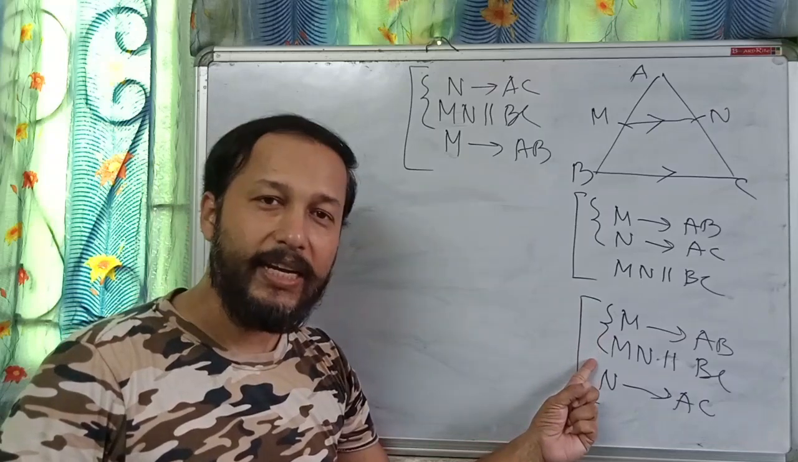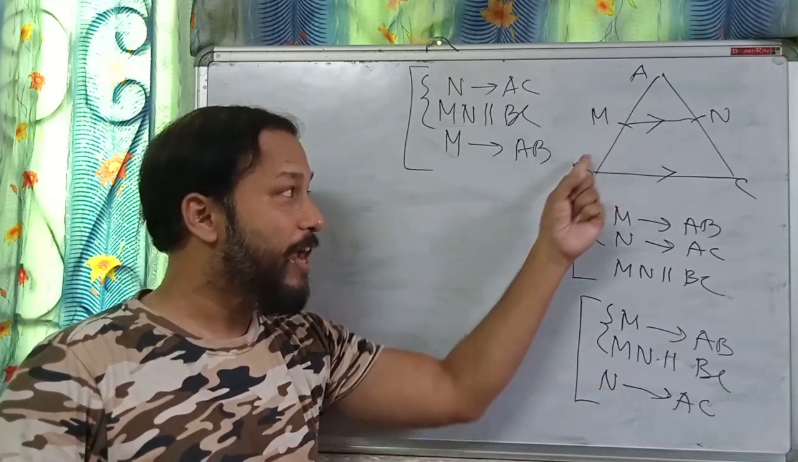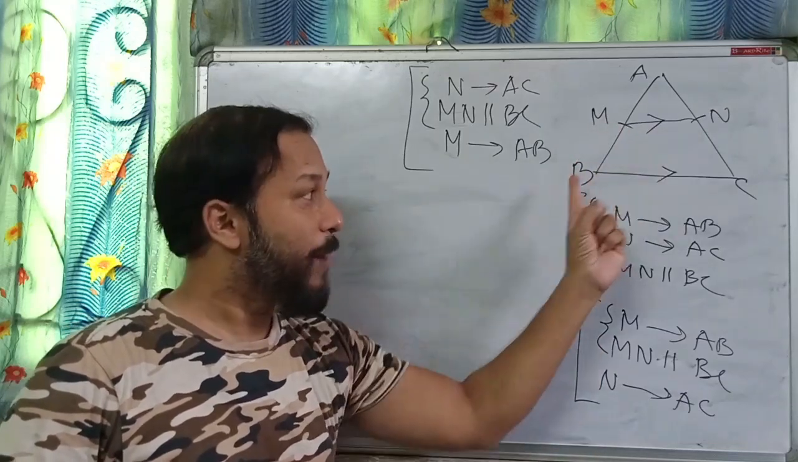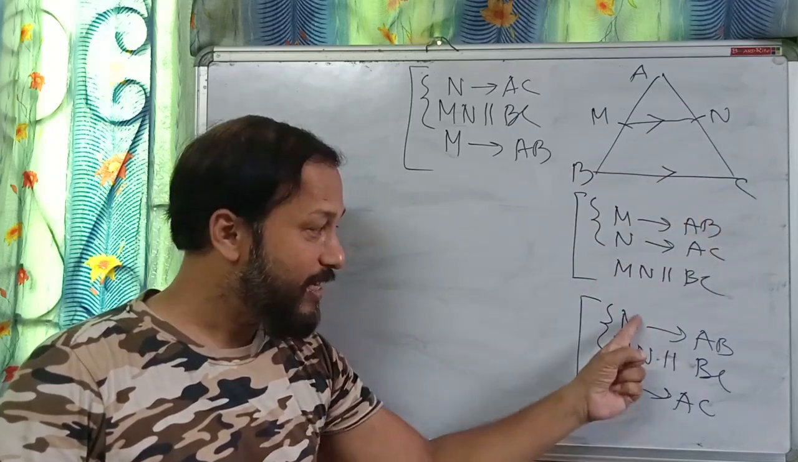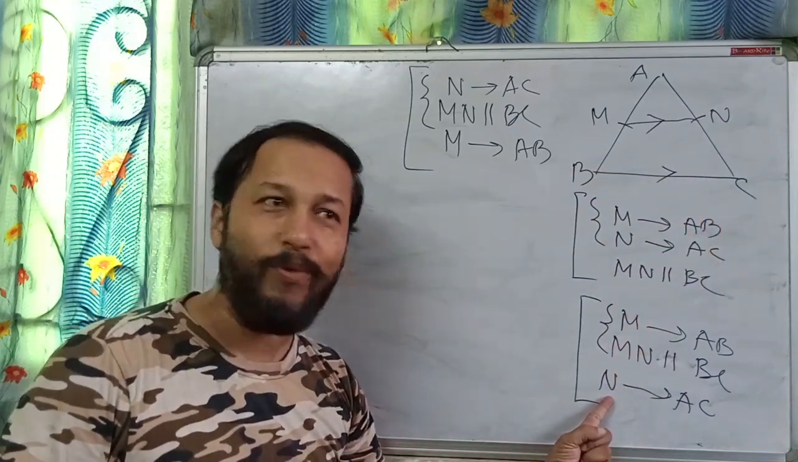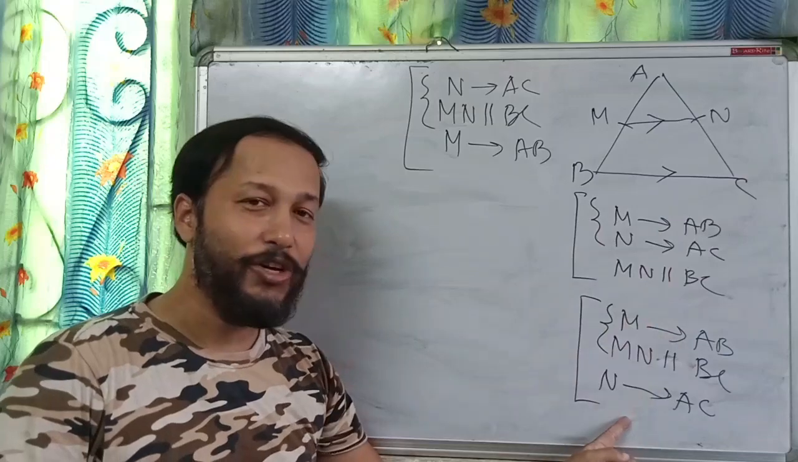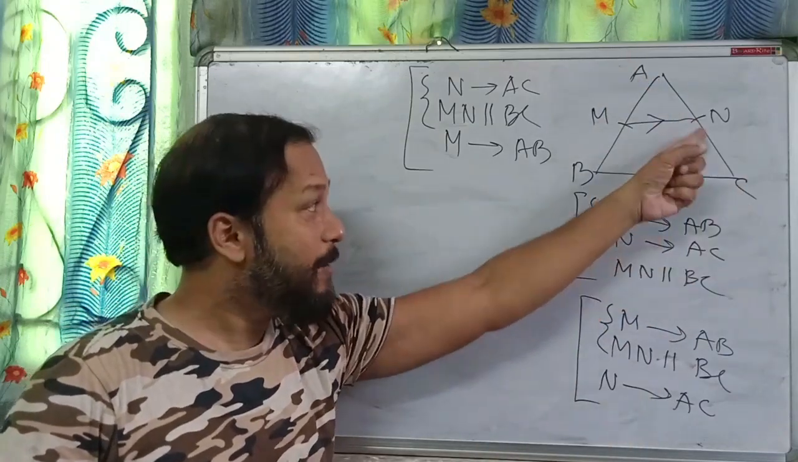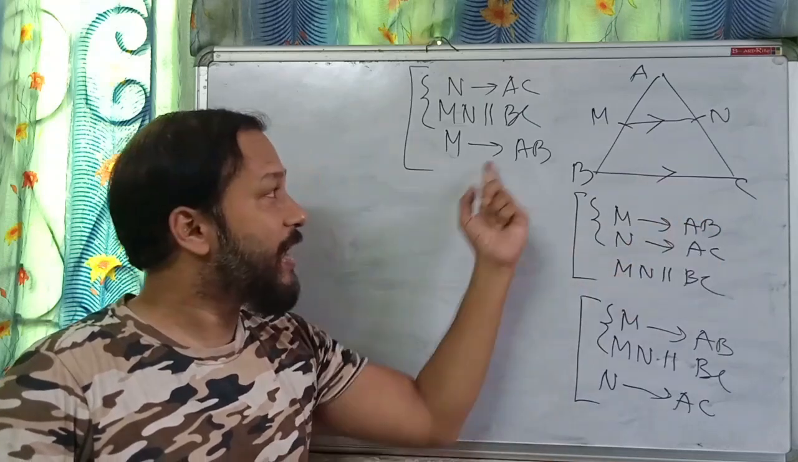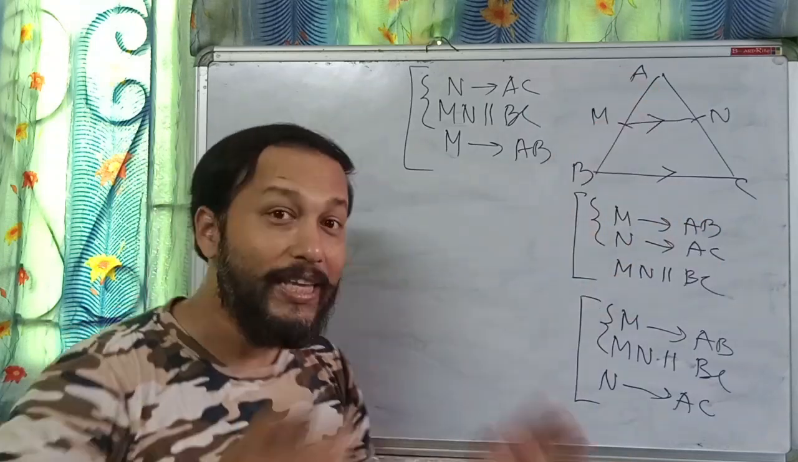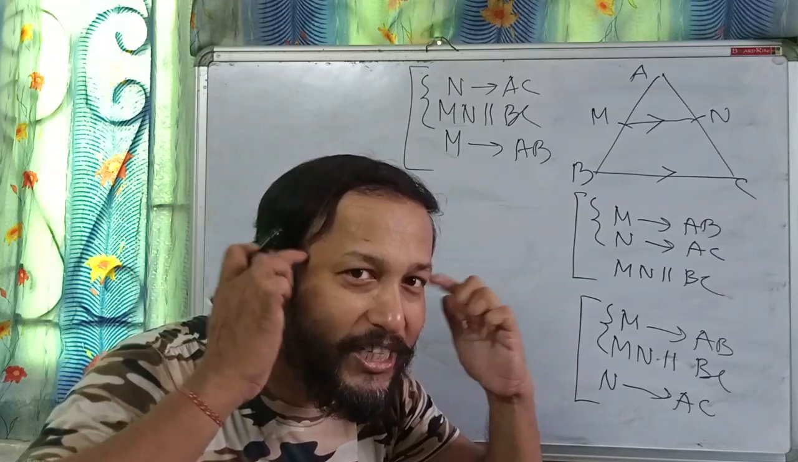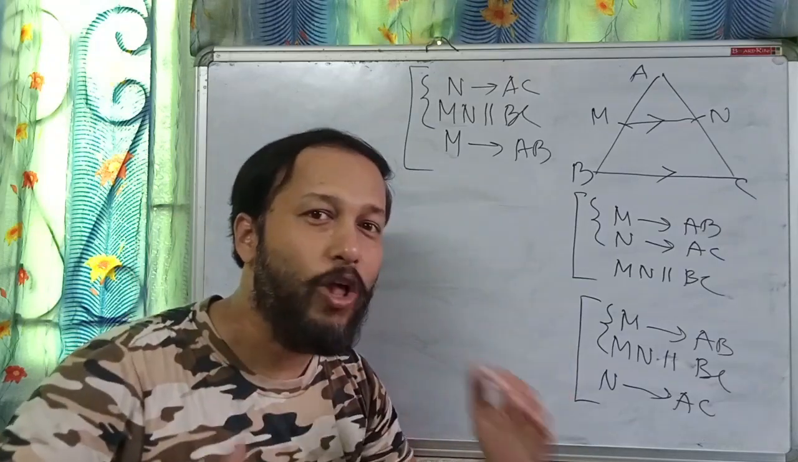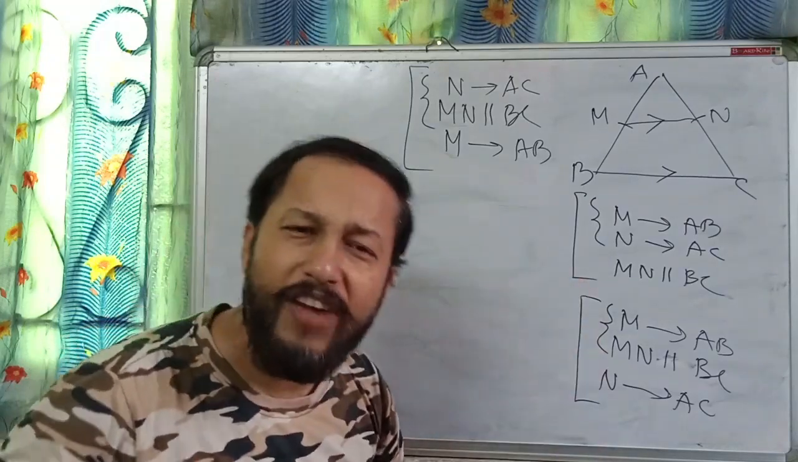In the second set, I can say that if M is the midpoint of AB, and MN is parallel to BC, these two are given, then we can say that N is the midpoint of AC. Understood? In this third set, N is the midpoint of AC, MN parallel to BC, then I can say that M is the midpoint of AB. So these three sets you have to store, so that you can solve the sums related to midpoint theorem very easily.